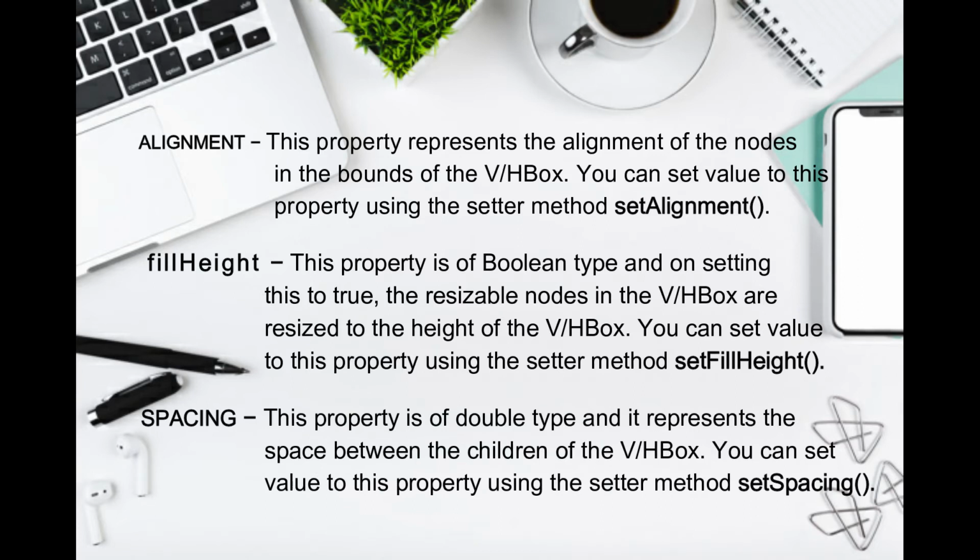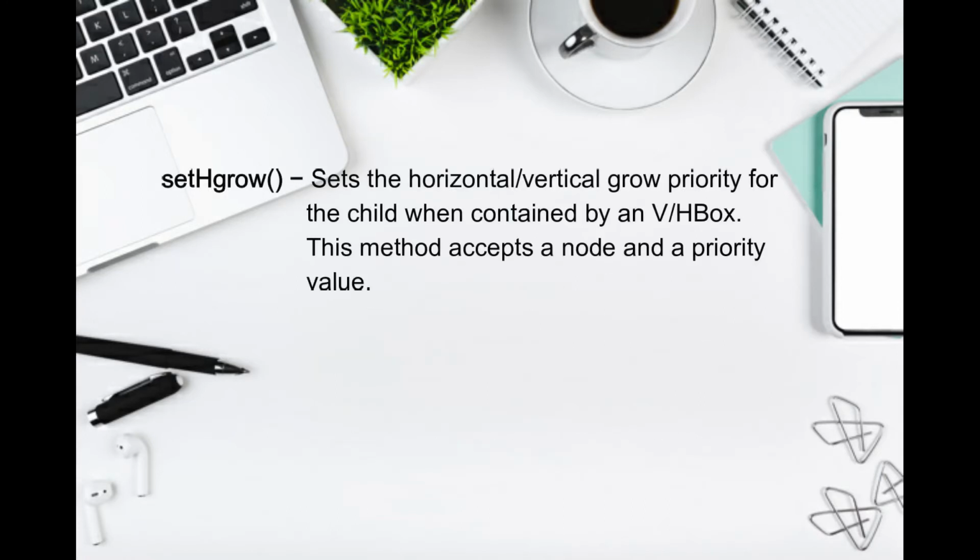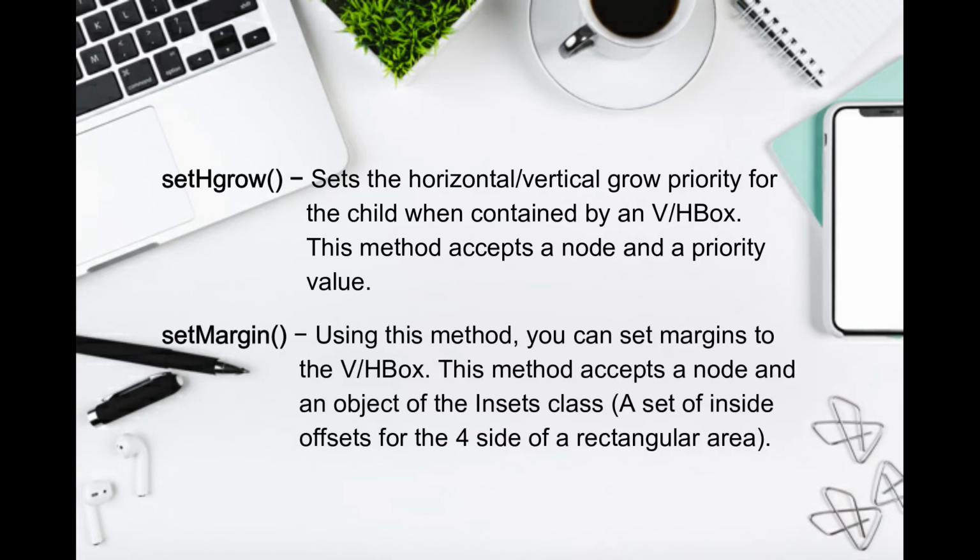Spacing. This property is of double type and it represents the space between the children of the VBox or HBox. You can set a value to this property using the setter method setSpacing. setHgrow sets the horizontal or vertical grow priority for the child when contained by an HBox or VBox. This method accepts a node and a priority value. setMargin. Using this method, you can set margins to the HBox or VBox. This method accepts a node and an object of the Insets class, a set of inside offsets for the four sides of a rectangular area.